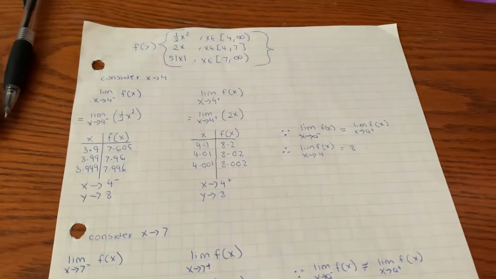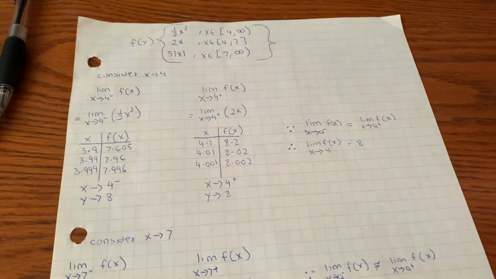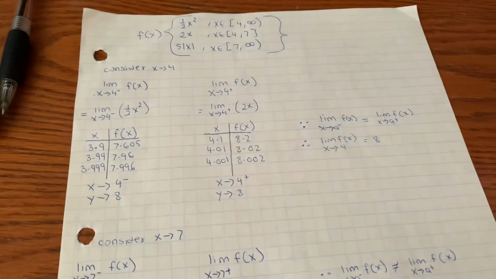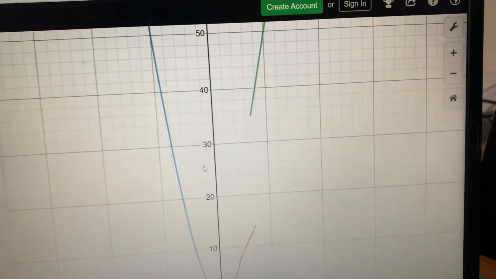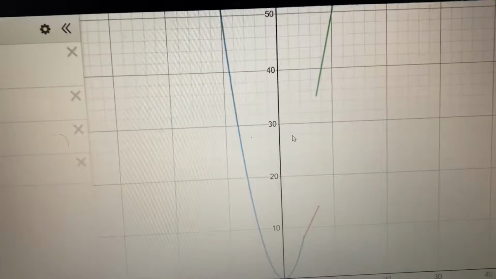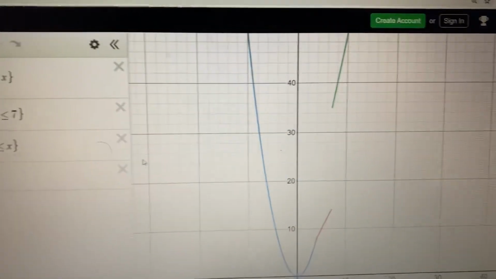Hello, Miss Newen. This is my video for the second question of the Unit 5 Limits project. So it's a question about the piecewise function. A piecewise function is basically a function that has multiple other functions inside of it. So this is what my piecewise function looks like.